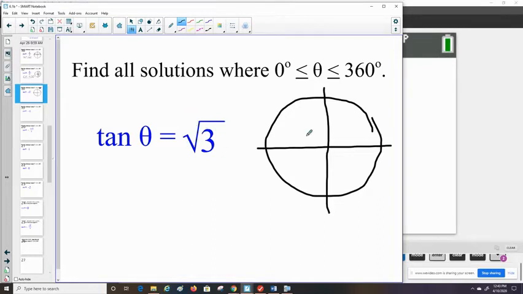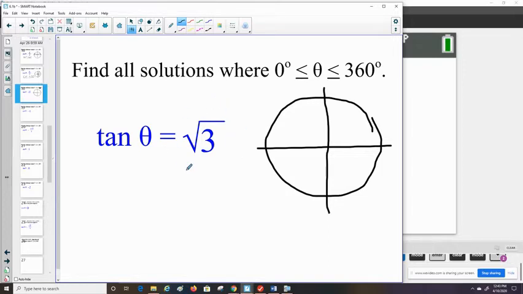But this ratio is positive, which means we must be in the first quadrant where sine and cosine are both positive, or in the third quadrant, where sine and cosine are both negative. Negative divided by negative gives us a positive. And so now I recognize this number. Hopefully you recognize this number.